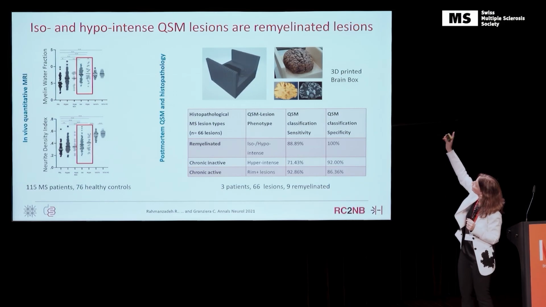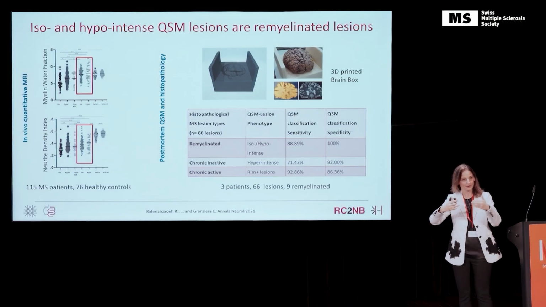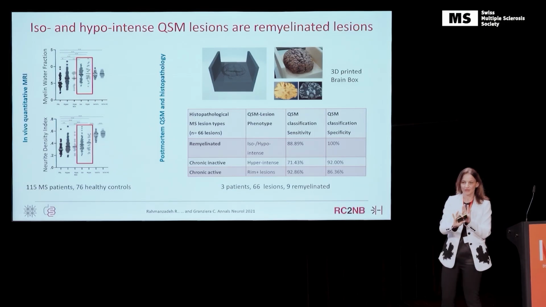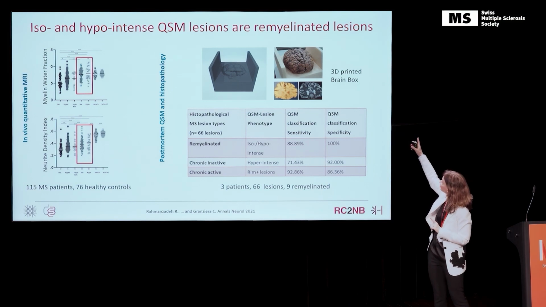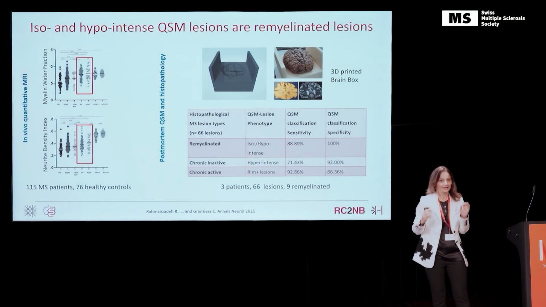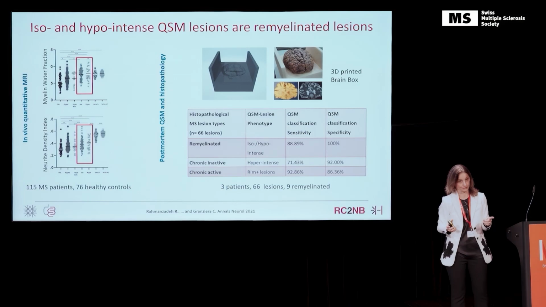So we do this post-mortem experiment. This is a 3D printed brain box that helps the pathologists cut where we want them to cut. It's pretty good. You have very good matching. And then in the end, we understood that if the lesion was iso or hypointense, we had 100% specificity for remyelination. So now we can quantify remyelination that has occurred.